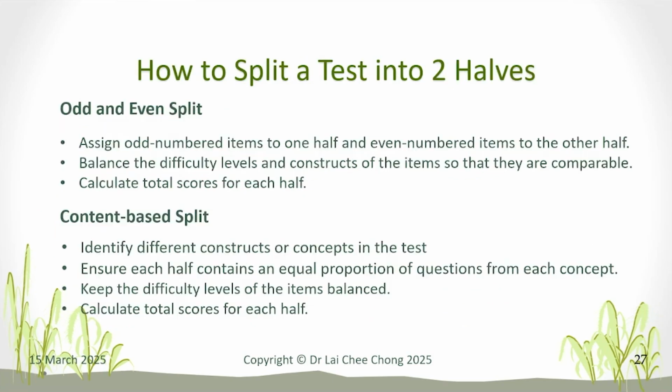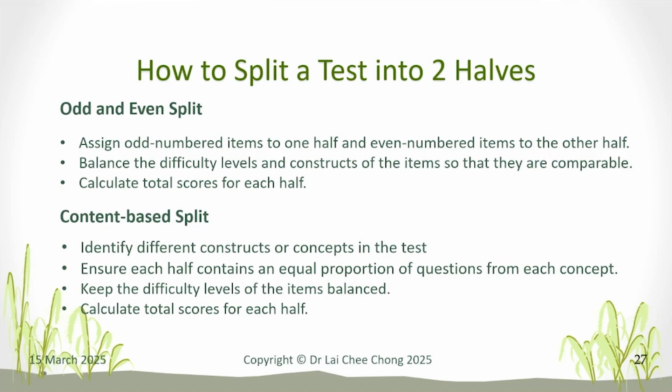Okay, now, that's how you split a test into two halves. Now this is the crux of the issue here. You can assign odd-numbered items to one half and even items to the other half. But when you do that, number one, make sure you balance the level of difficulty. Don't make one side more difficult than the other side. About the same. Balance the difficulty level, okay?